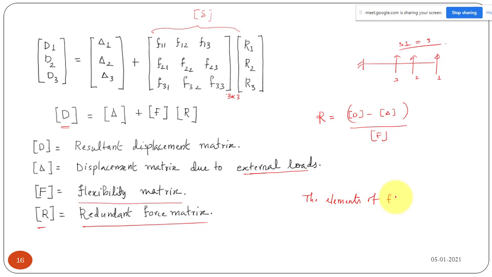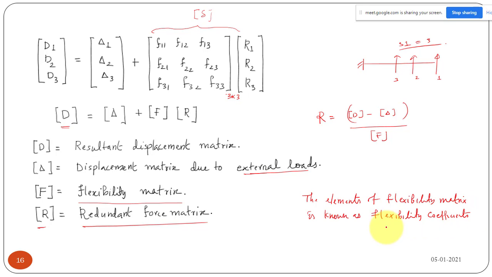So maybe I will write one more sentence. The elements of the flexibility matrix are known as flexibility coefficients. Sometimes in the exam it will ask to find out the flexibility coefficient F12, F23, like that. A short answer question can be asked. Okay, an MCQ, I mean. The elements of the flexibility matrix are known as flexibility coefficients.